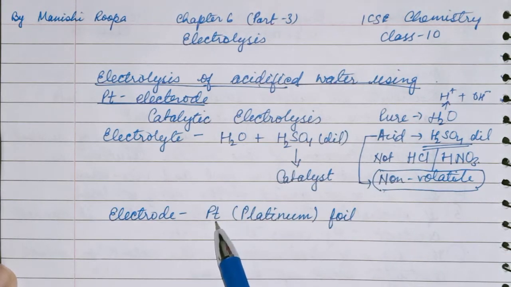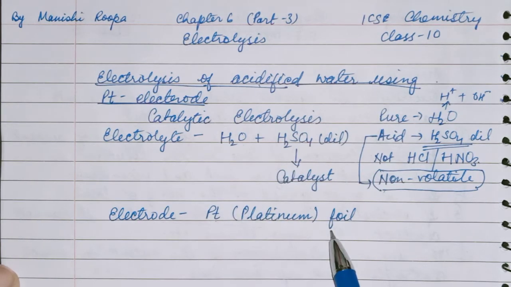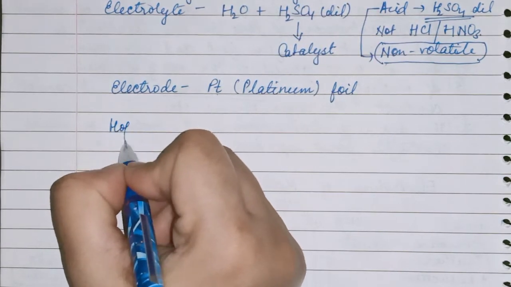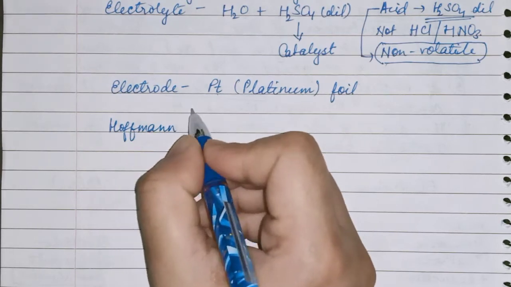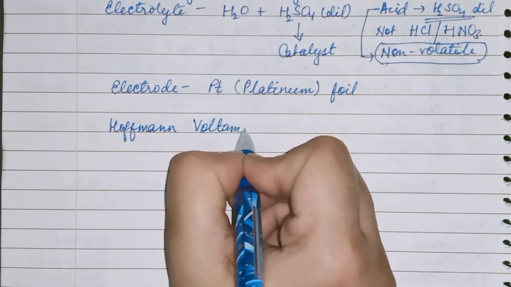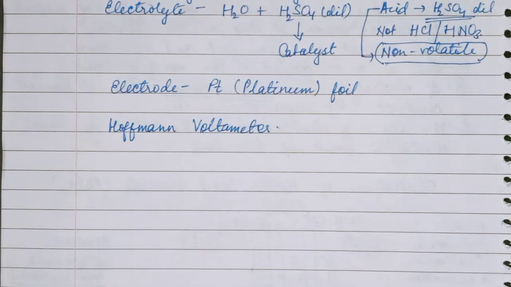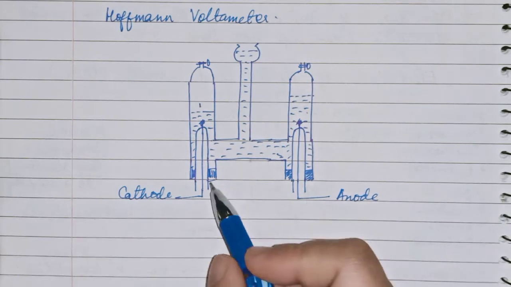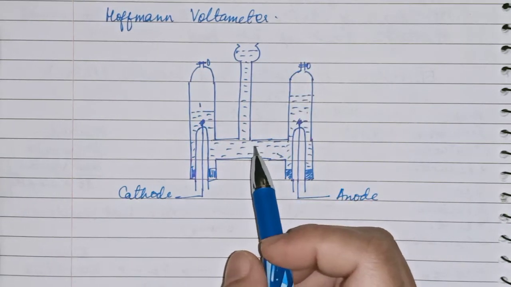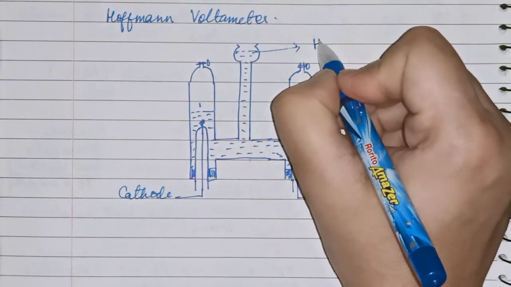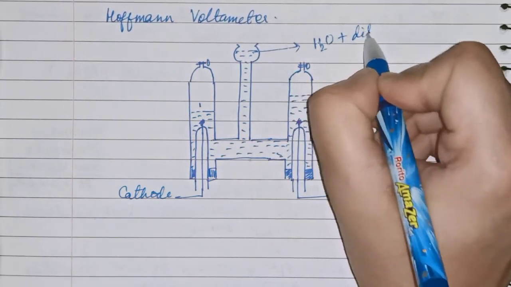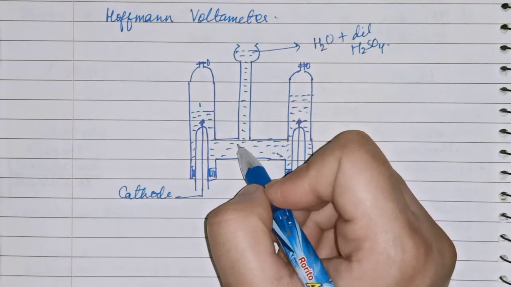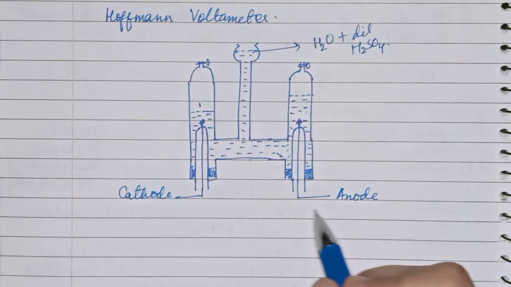The electrode we are using in this electrolysis is platinum foil. This electrolysis takes place in a Hofmann voltameter. See, the Hofmann voltameter is like this. This is the arrangement of the apparatus. From here we are putting acidified water, that means H2O plus dilute H2SO4. It is supplied from this chamber, and these two are the electrodes, cathode and anode.